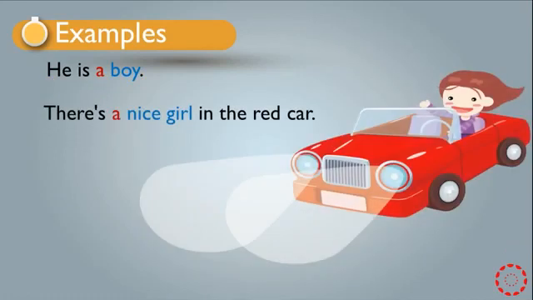There's a nice girl in the red car. Again, we used a. Why? Because the noun after a is singular and it starts with a consonant sound. There's a nice girl in the red car.